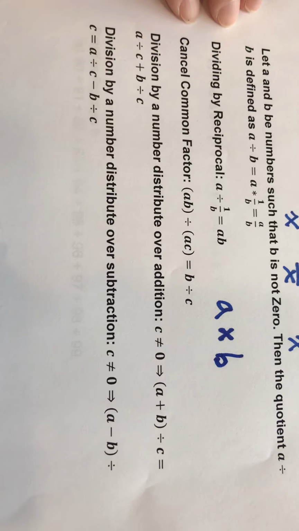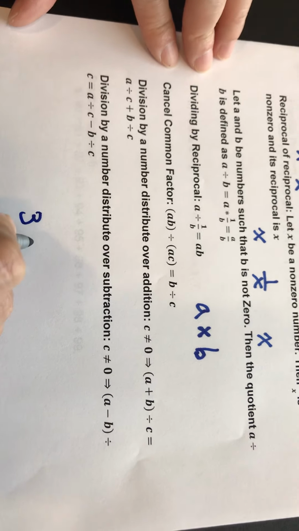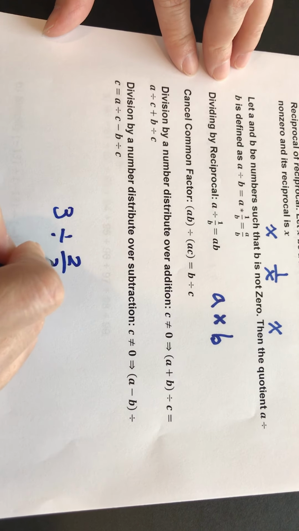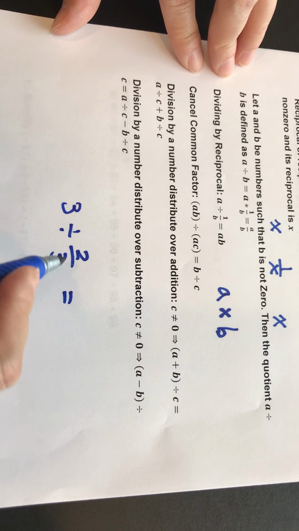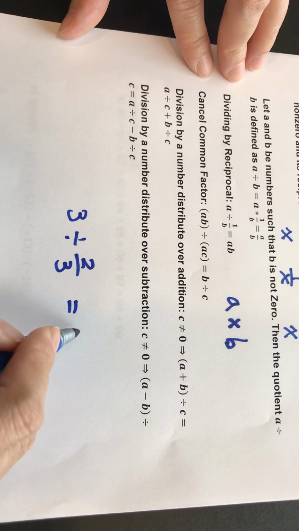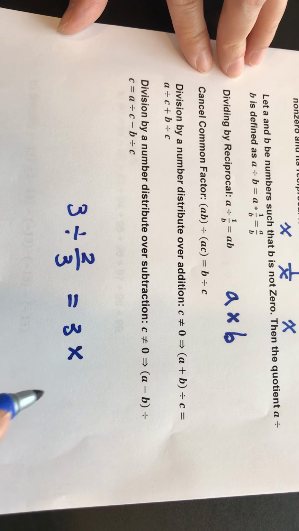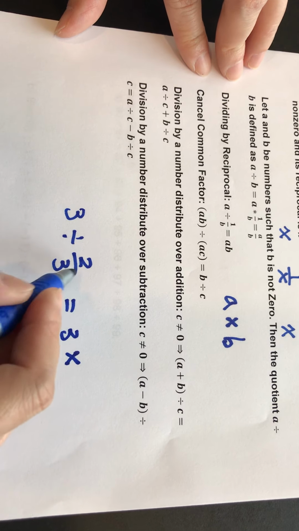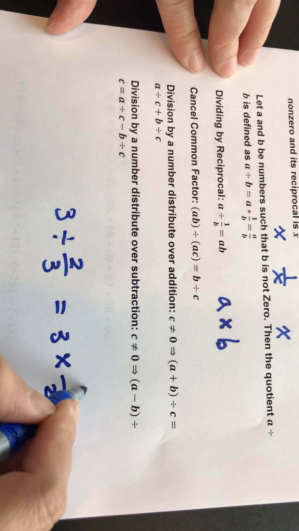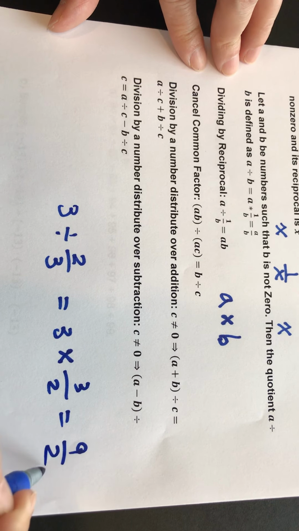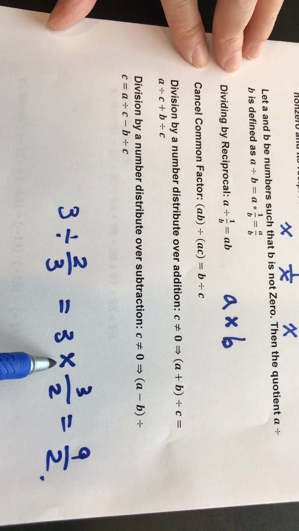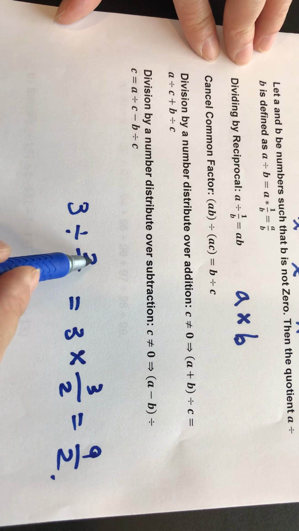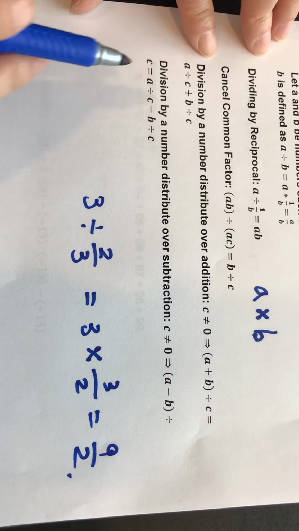So let's give an example. Say 3 divided by 2/3. This is a fraction. We can change division into multiplication. Multiply by the reciprocal of 2/3. That is this. So that you don't have to do division. You change that to multiplication by the reciprocal of the second number.